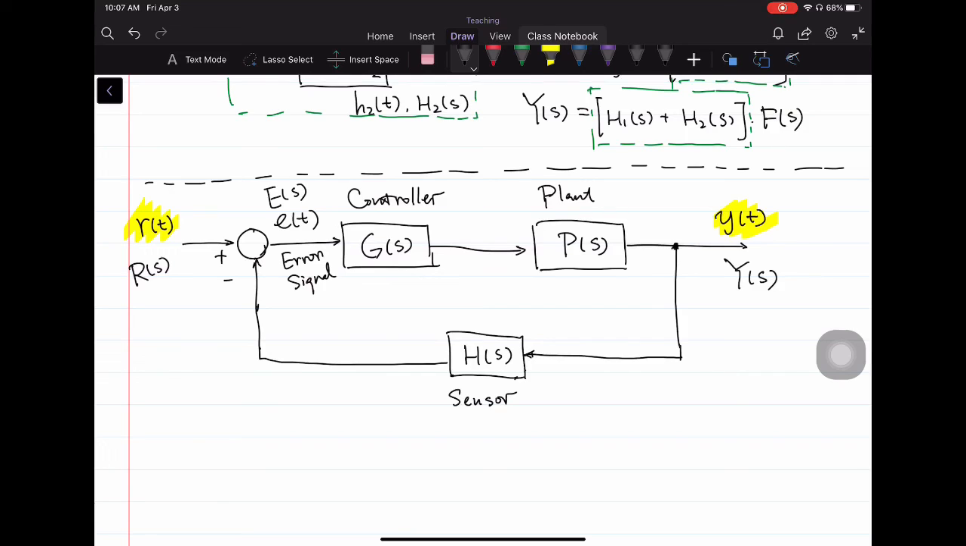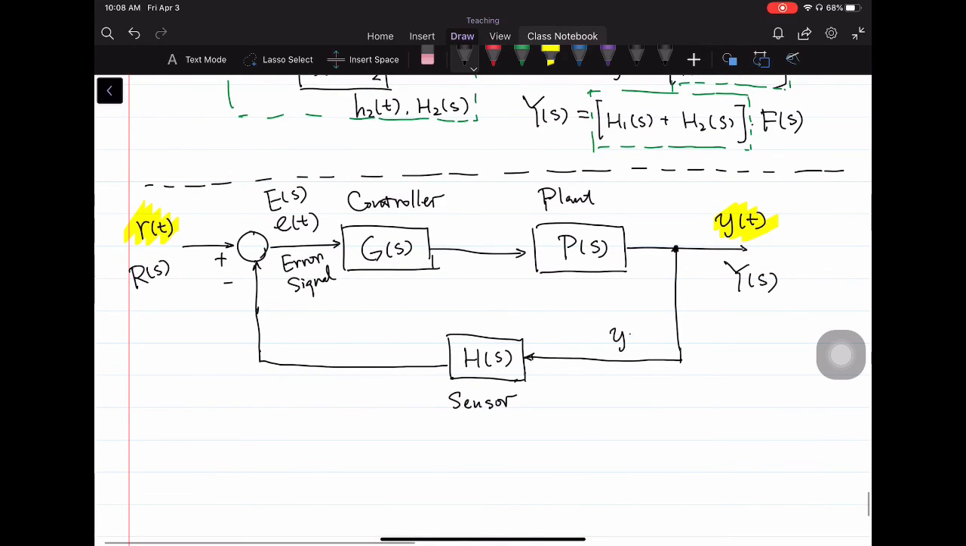In this case, it will be the room temperature, the room air, with the dynamic characteristics represented by this P of S transfer function. And of course, out of the plant, you care about the room temperature if you're dealing with air conditioning, Y of T. And this completes what we call the closed loop system, right? So this is Y of T. Right here, we also have Y of T and Y of S.